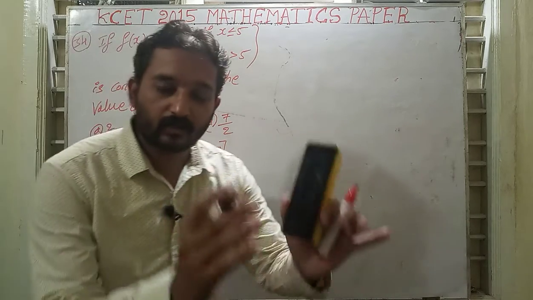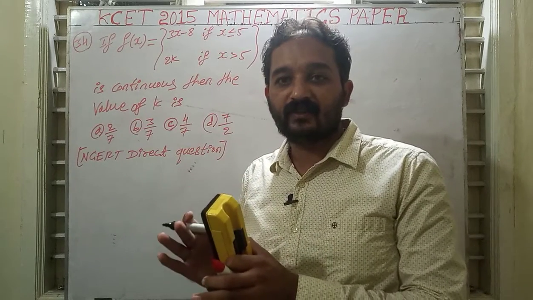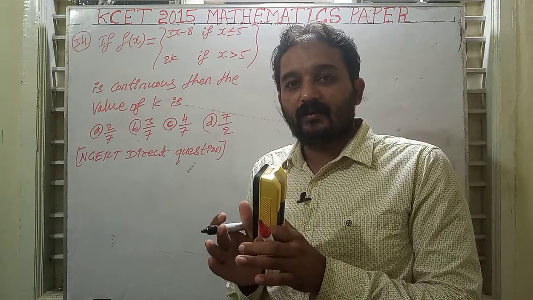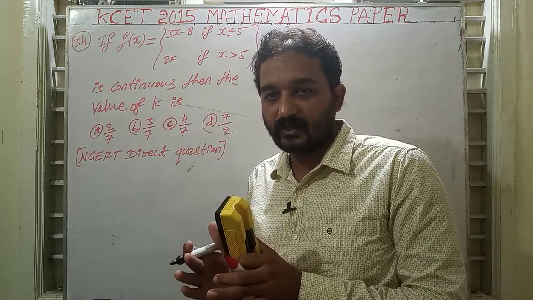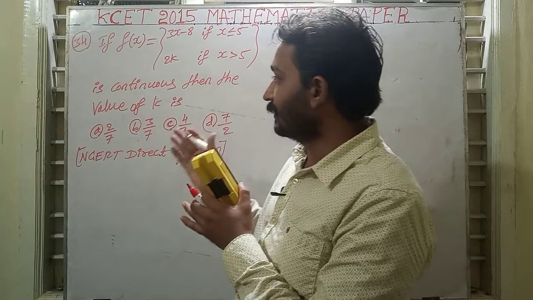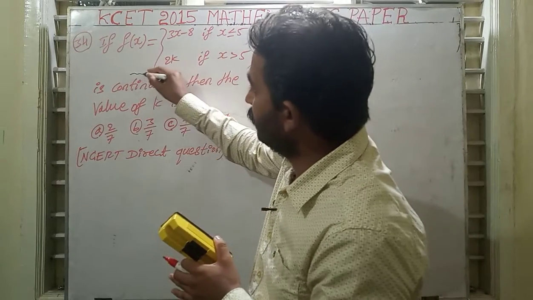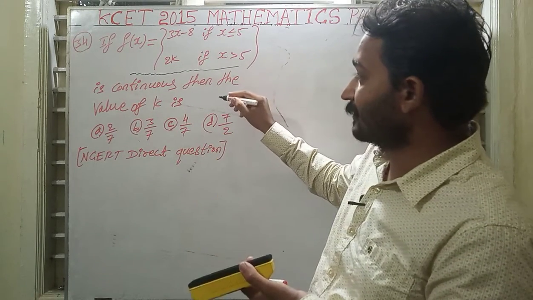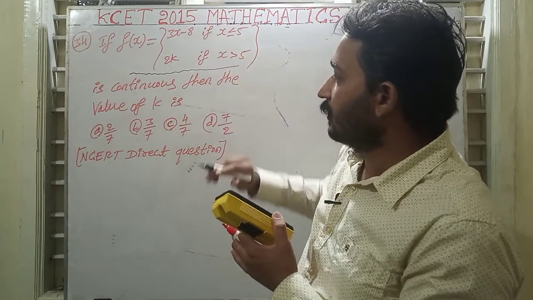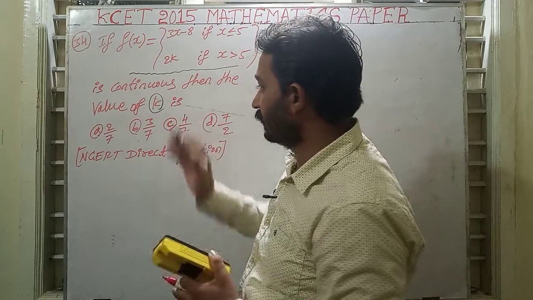So now let us move on to the next question, question number 34. This question is based on the chapter continuity and differentiation, second year. KCET asks 5 to 6 questions every year on the chapter of continuity and differentiation. This depends on continuity. Let us see the question. If f of x is given as continuous, that means it is continuous everywhere because this is polynomial. Find the value of k.